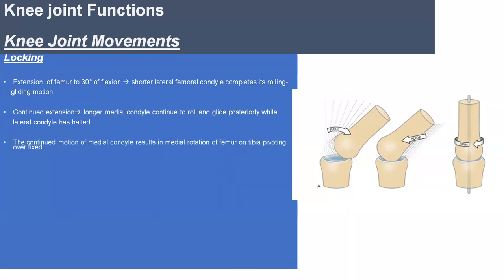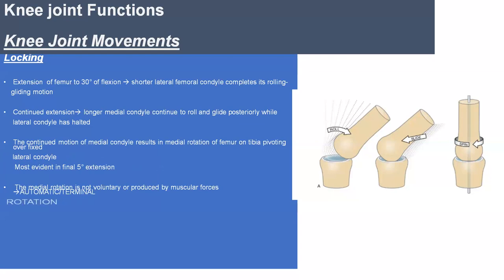The continued motion of the medial condyle results in medial rotation of the femur on the tibia, pivoting over the fixed lateral condyle. Most evident in the final 5 degrees of extension. This medial rotation is not voluntary or produced by muscular forces. It is automatic, or terminal. This rotation brings the joint into the locked position.